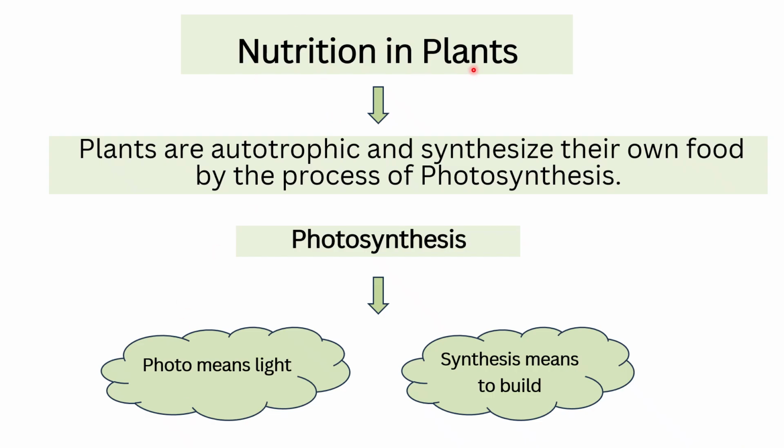Nutrition in plants. So we all know that plants are autotrophic. Autotrophic means they are able to synthesize their own food by the process of photosynthesis. What is the meaning of photosynthesis? It is split into two words, photo and synthesis. Photo means light and synthesis means to build. That is, light is used to build food.